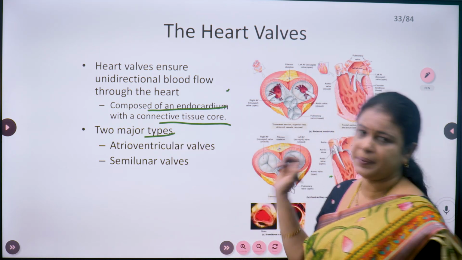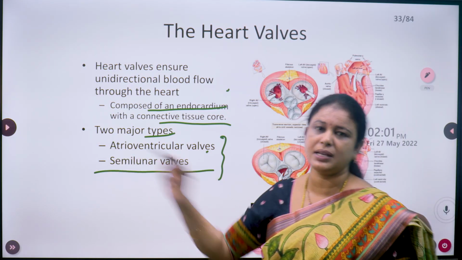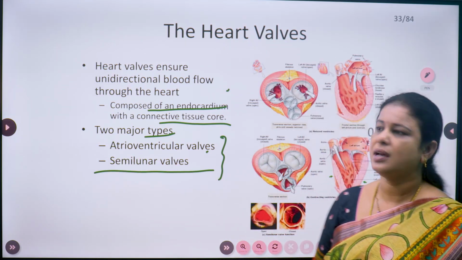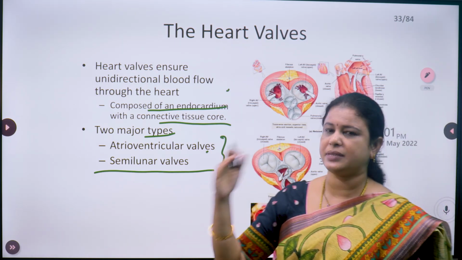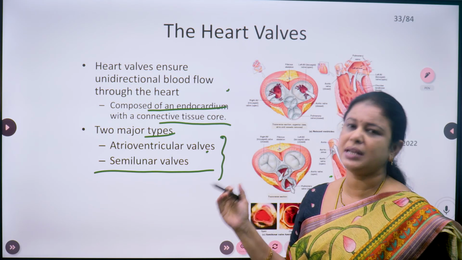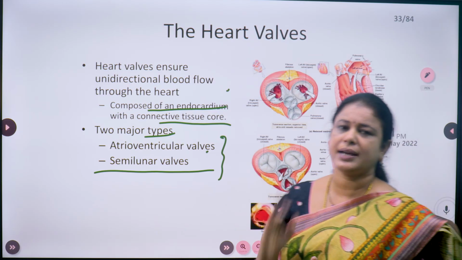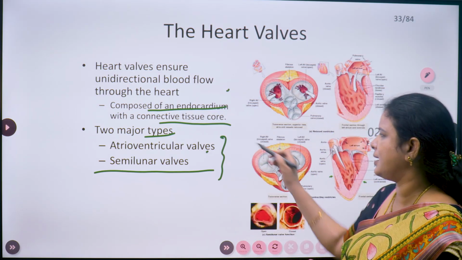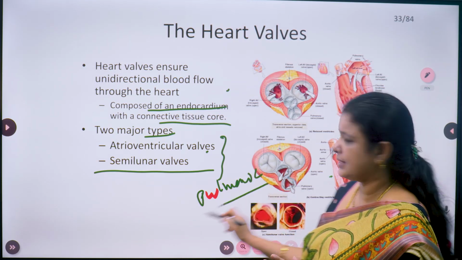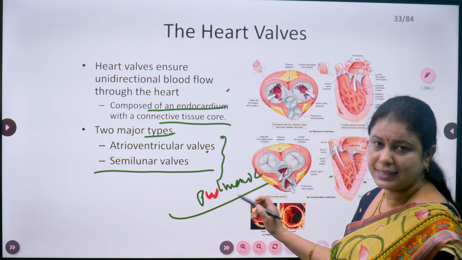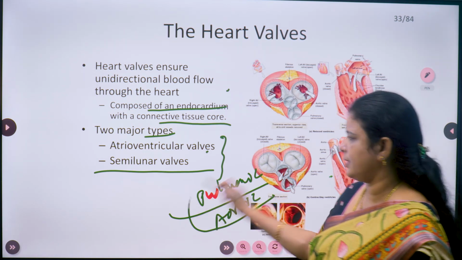So two major types: atrioventricular valves and semilunar valves. Atrioventricular valves are situated between the atria and ventricles. Semilunar valves are present at the exits of the ventricles: in the right ventricle we have the pulmonic valve and in the left ventricle the aortic valve. These are the semilunar valves.